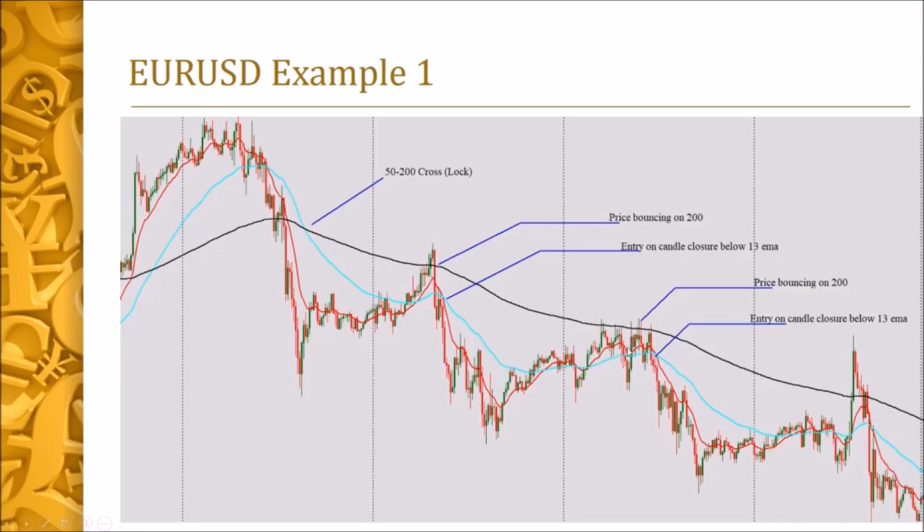Then on the following day, we actually had price bouncing on 200 again, and our entry closure was actually made at this point. You might be wondering why you were not going to enter at this point. This is because this was still Asian session, and timing is very important. So our first trade, our entry point was in the London session, and when candle closed below the 13 EMA, that is when we were going to enter.